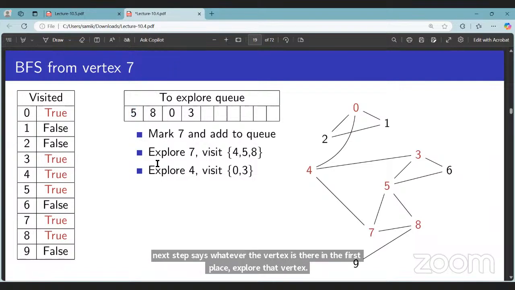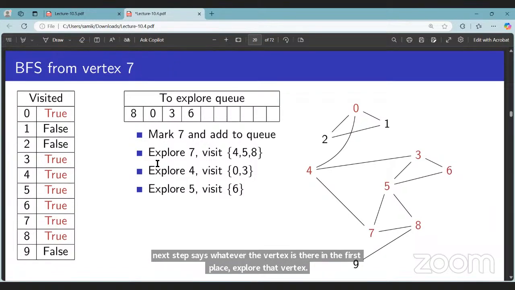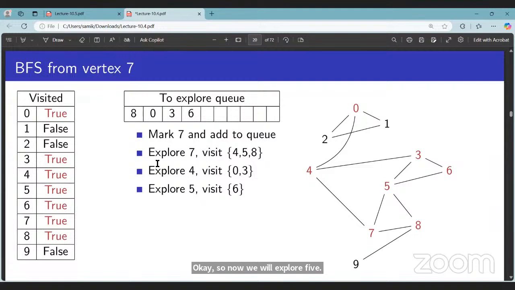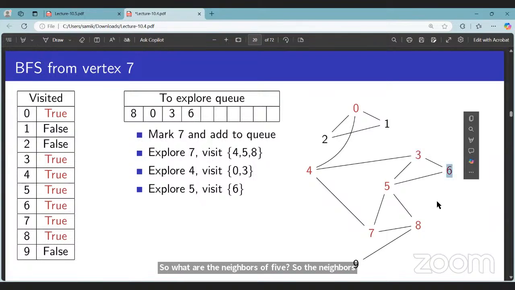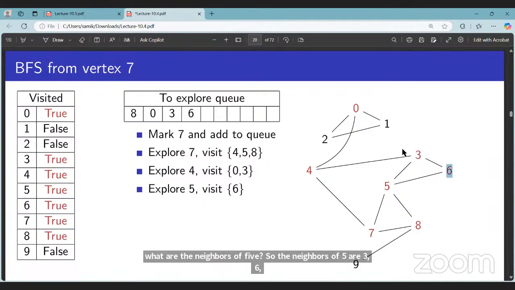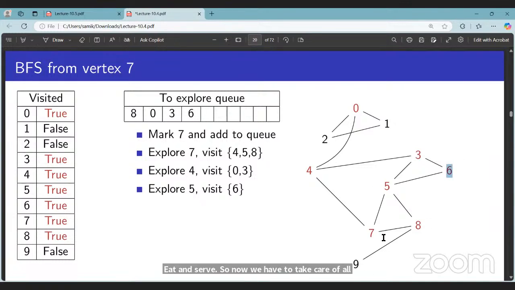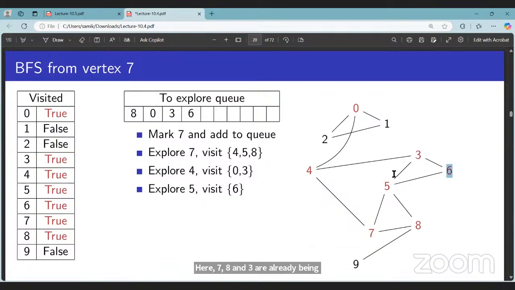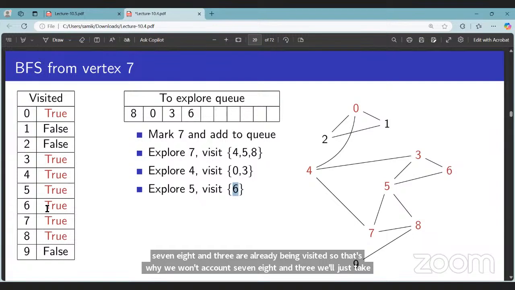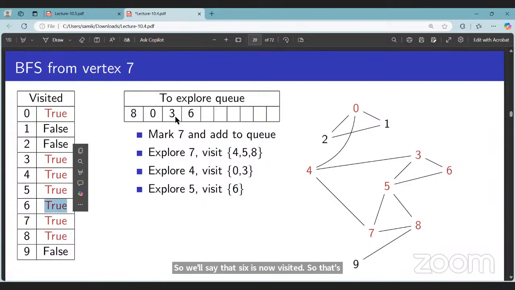Okay, so now we will explore 5. What will the exploration of 5 mean? Exploration of 5 means we have to visit the neighbors of 5. So what are the neighbors of 5? The neighbors of 5 are 3, 6, 8 and 7. So now we have to take care of all those neighbors. But here 7, 8 and 3 are already visited, so we won't account 7, 8 and 3. We'll just take the account of 6. So we'll say that 6 is now visited, change the status from false to true and add that 6 in our queue for exploration.